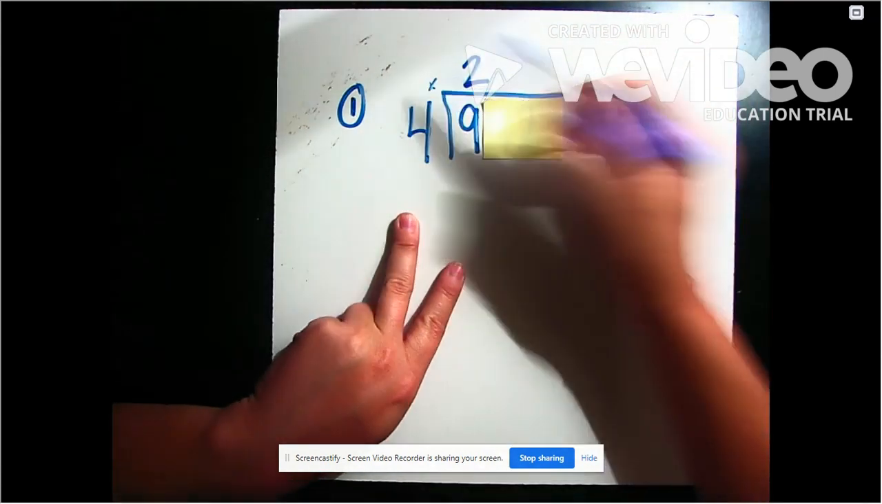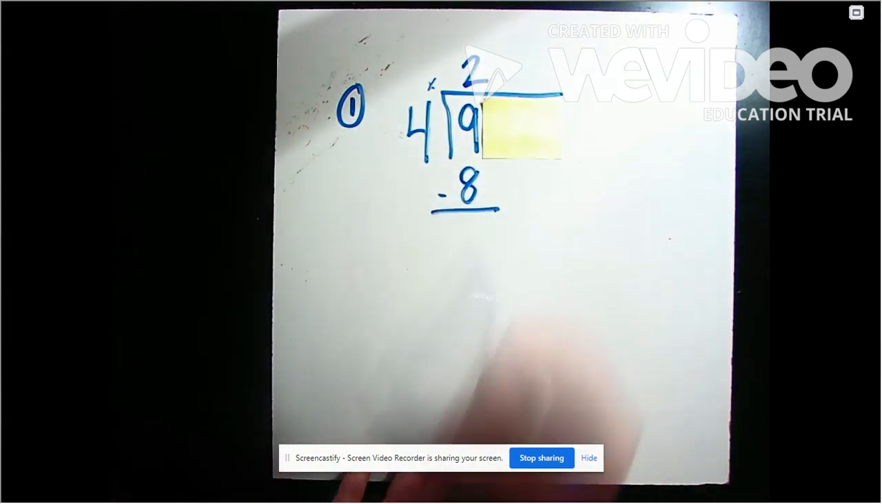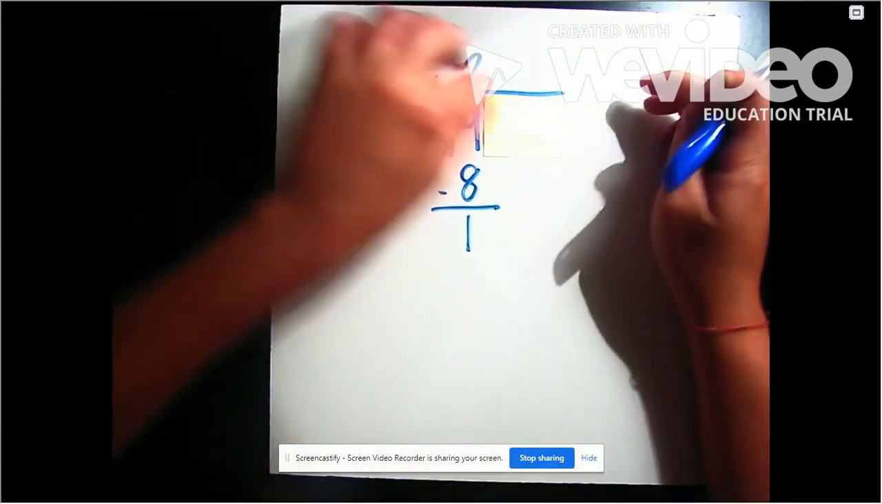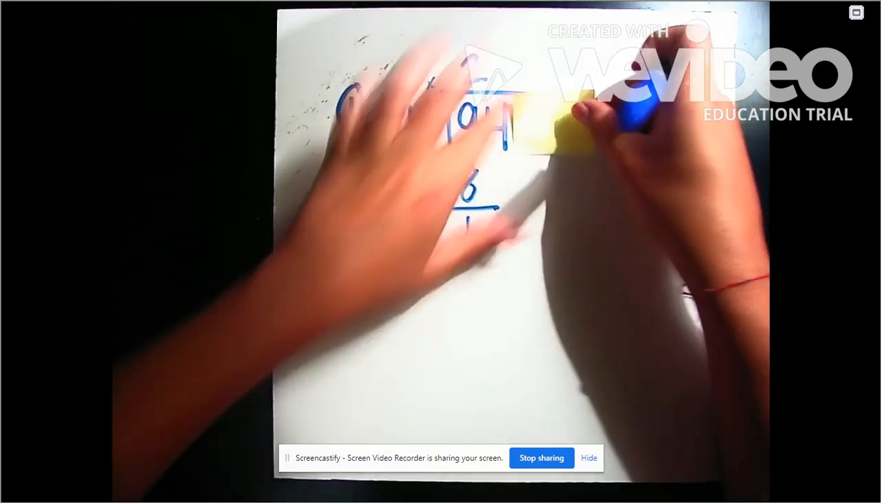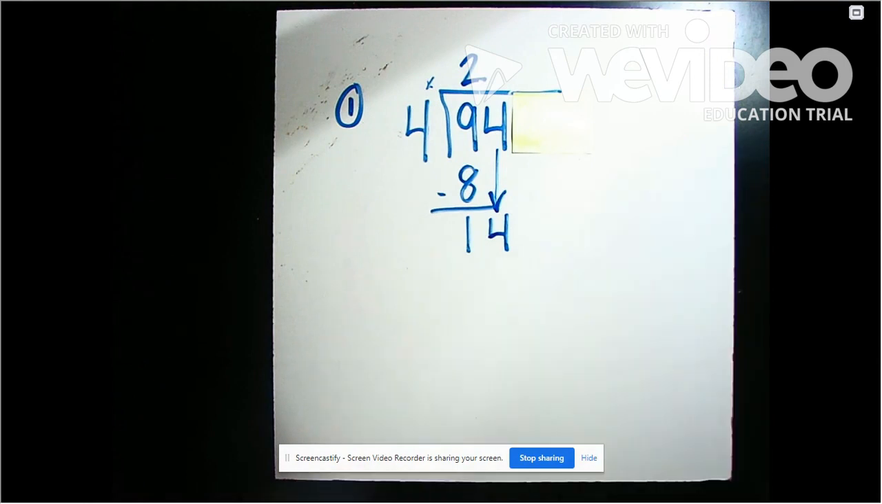Then I go 2 times 4 is 8. And I do my next step, which is subtract. 9 minus 8 is 1. Okay, so I'm done with that step. So now I'm going to move over to the next number and bring it down. And I start my process all over again.